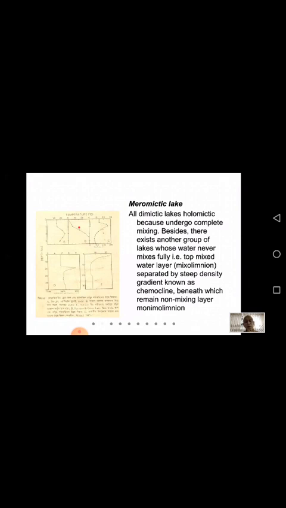So besides the dimictic lakes, that is the lakes which are more two-time mixing, we also get a special type of lake ecosystem that is called the meromictic or partial lake, and that is usually formed because of the chemical stratification. The bottom part is called the monimolimnion. Monimolimnion means the mixing is absent in this layer. So I think the basis of this kind of lake ecosystem you understood.